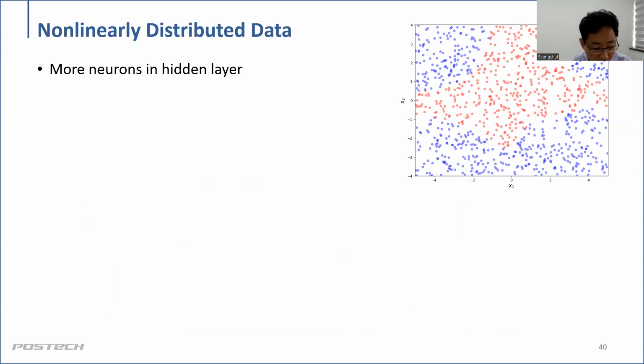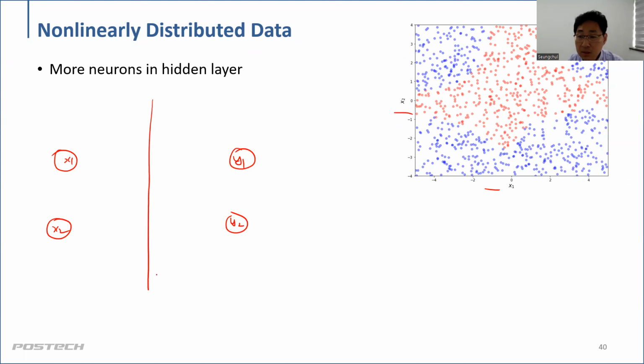So I want to solve this problem using an ANN or multi-layer structures. The input is like we have x of 1, x of 2, and the outputs I will say y of 1, y of 2. So I'm going to add a single hidden layer. How many neurons do we need, at least?